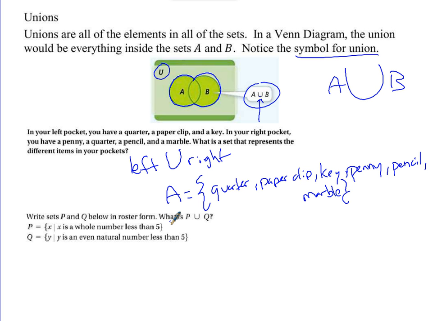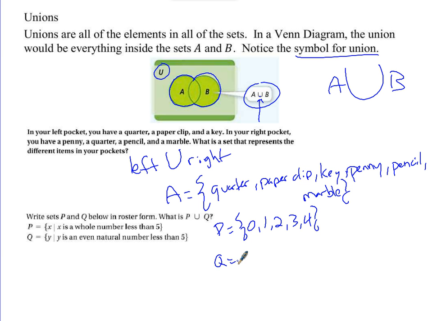P is X such that X is a whole number less than 5. Whole numbers less than 5. So we need to remember what whole numbers are. What are whole numbers? The counting numbers and 0. So P equals, in roster form, where do I start? At 0. And I'm going to go all the way to what? 4. Because it says a whole number less than 5. So we can't include 5. We have to stop at 4. Okay, so that's P.